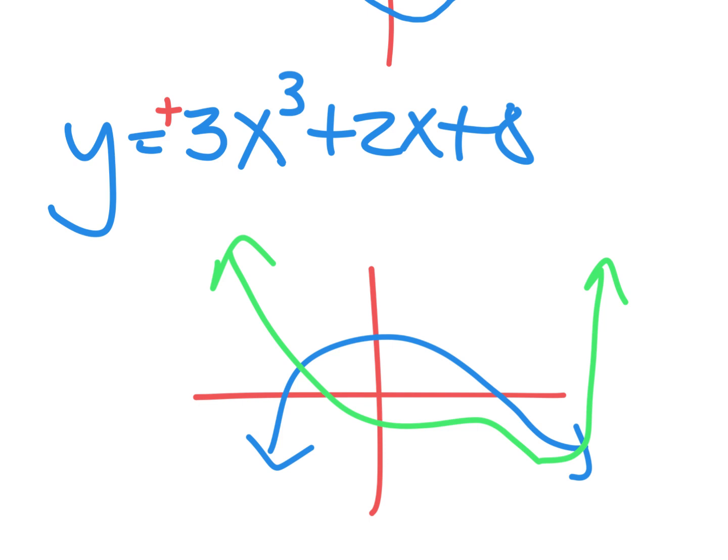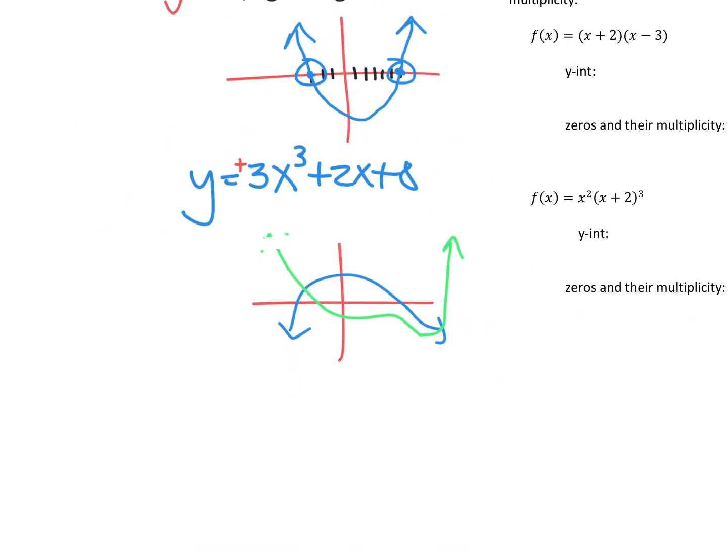Is it up on both ends? Is it down on both ends? Is it up on the left and down on the right? We reviewed that. I'm hoping that's going to be easy for you. Negative. There's no negatives in the whole thing.